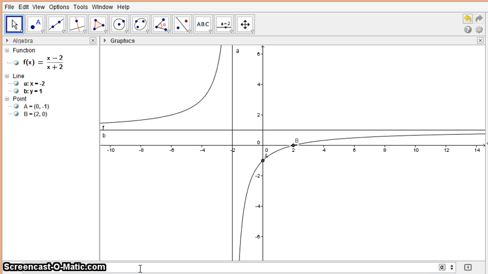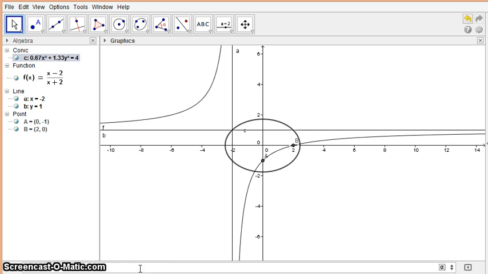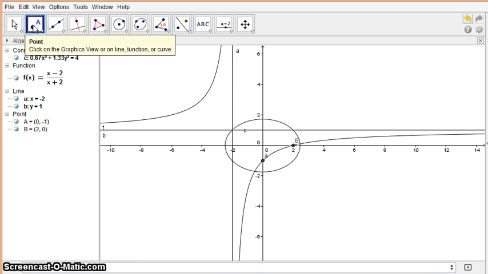We then have to key in the equation for C2, and that's going to be x squared over 6 plus y squared over 3 equals 1. And we see that we get this oval here. So we also need to key in any points of intersection with these axes.